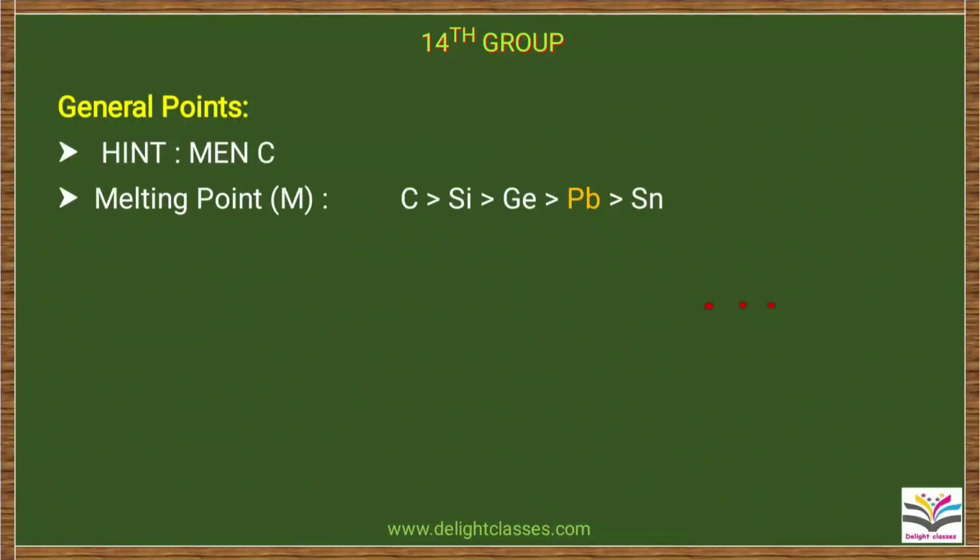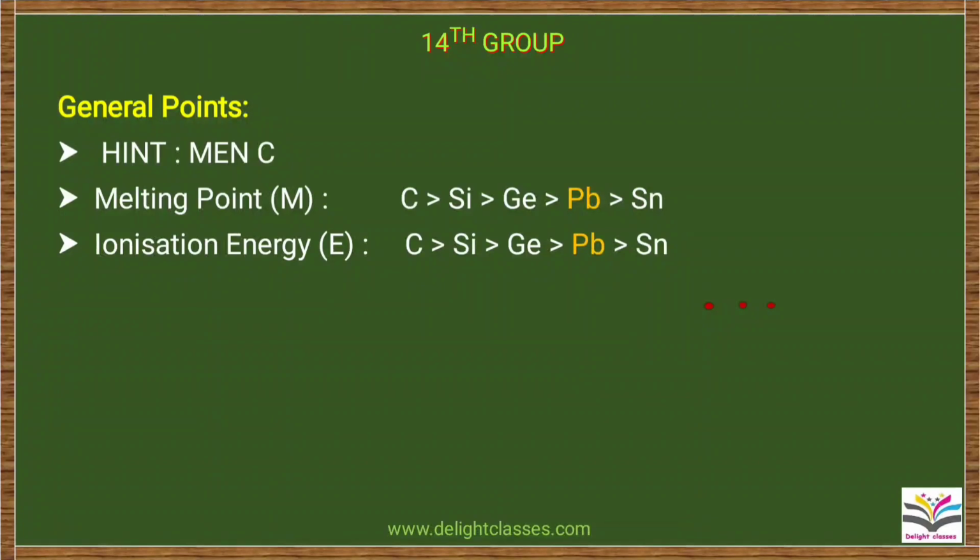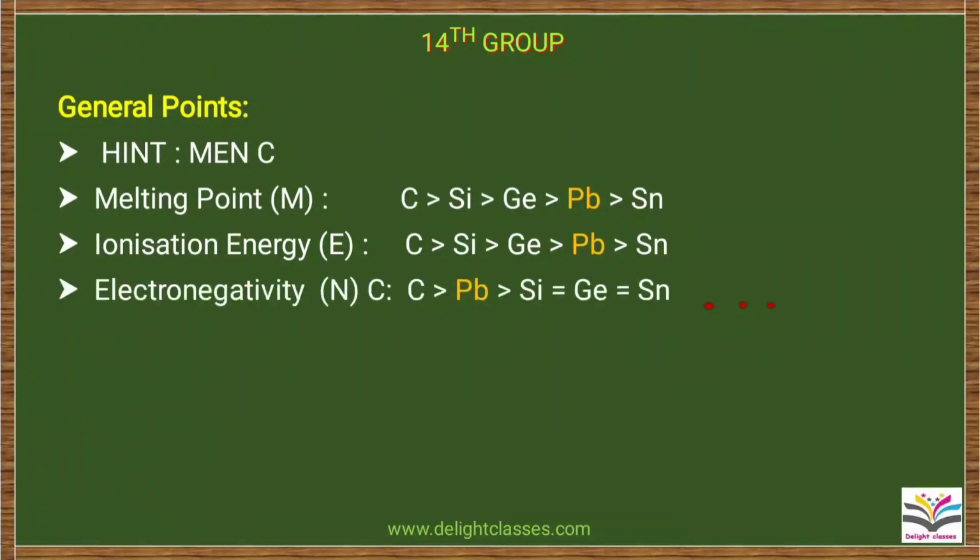Hint: Men See. Melting points: carbon is greater than tin. Ionization energy: carbon is greater than tin. Electronegativity: carbon is greater than lead. Boiling points: carbon is greater than lead.